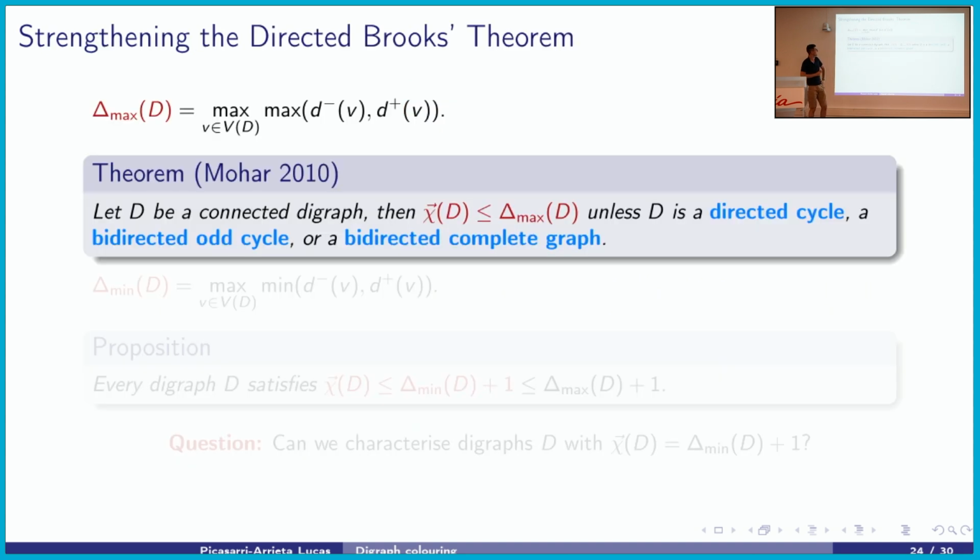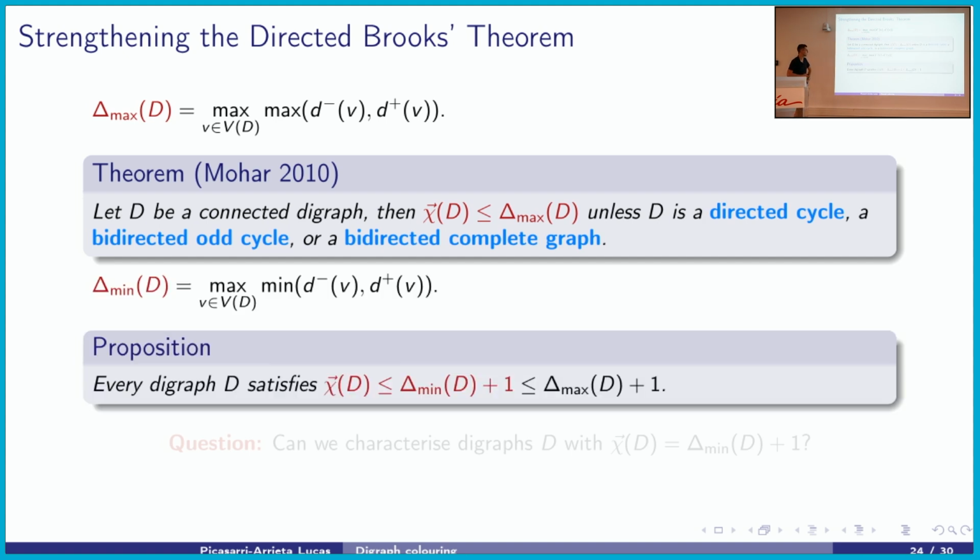So this is the proof. Now I would like to come back to the directed Brooks theorem and discuss some strengthening of this result. Recall that it says that the dichromatic number of a digraph is always at most delta max unless it is an obstruction, where delta max is the maximum over every vertex of the maximum between its in and out degrees. But this is not the only definition of the maximum degree of a digraph.